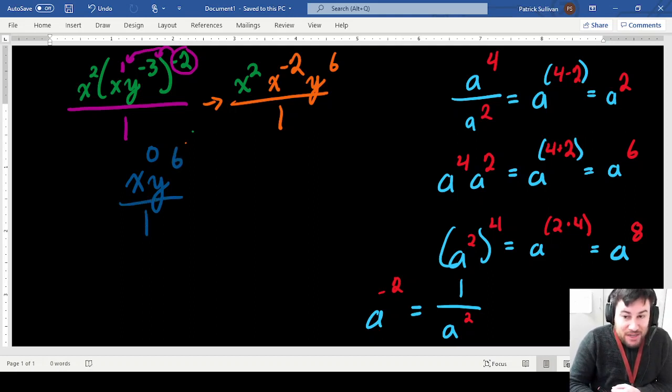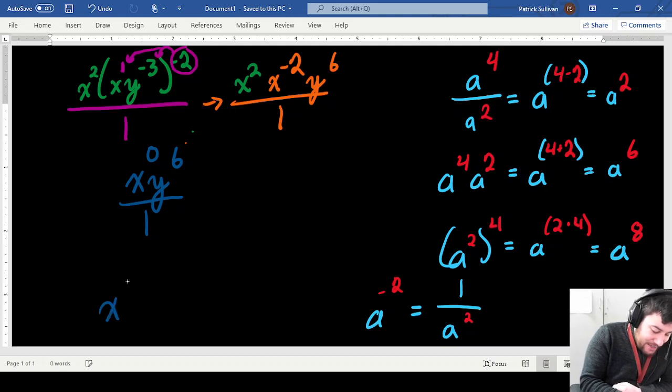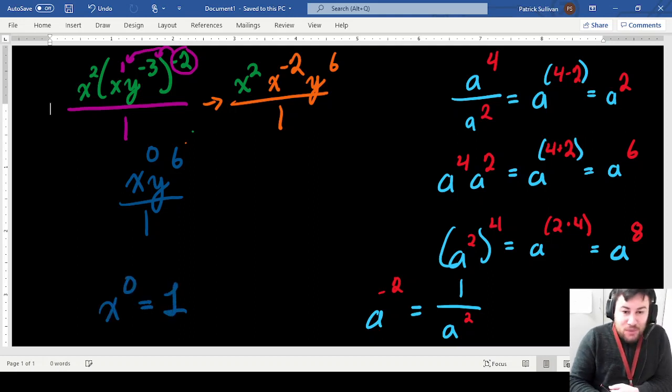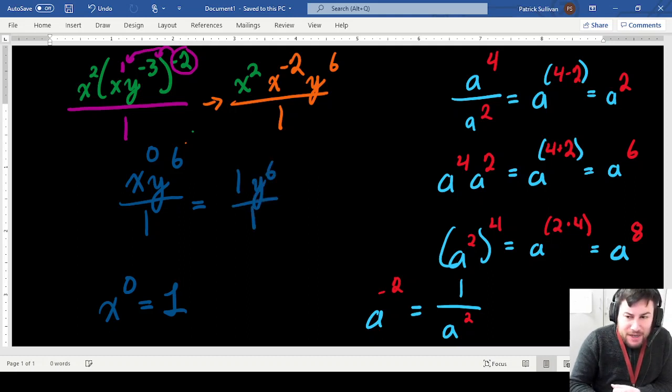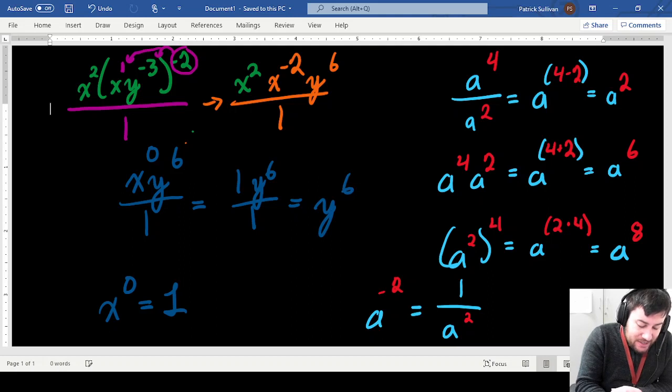Now, at this point would be a good time to introduce our last exponent rule. I shouldn't say last, but the next one we utilize very heavily, which is the 0 rule, which means anything raised to the 0 power is equal to 1. Anything raised to the 0 power is equal to 1. So this makes our job pretty nice. X to the 0 power is just equal to 1, and then times y to the 6 all divided by 1. And at this point, 1 divided by 1 is 1. We can kind of just get rid of that, and we can leave it as y to the sixth.